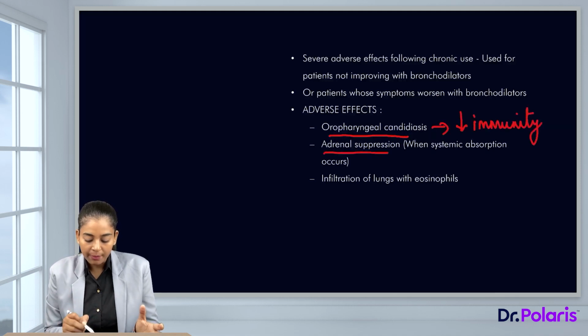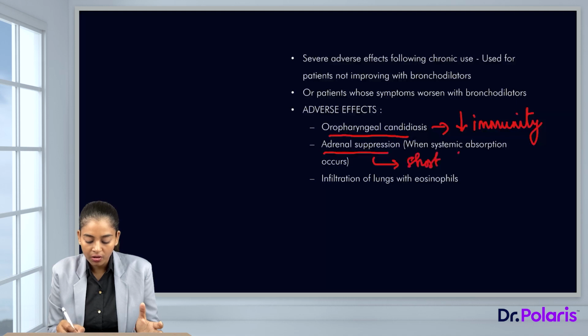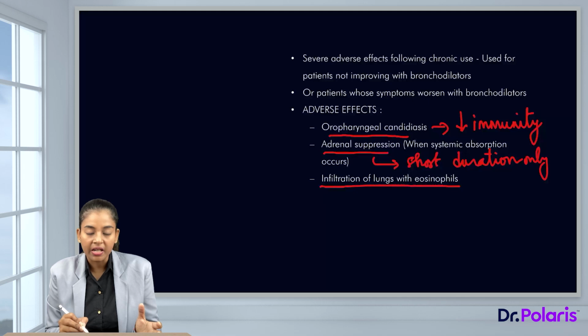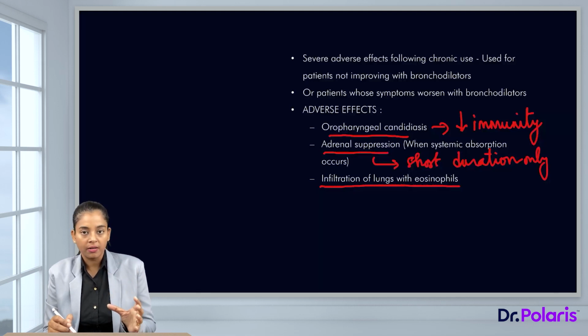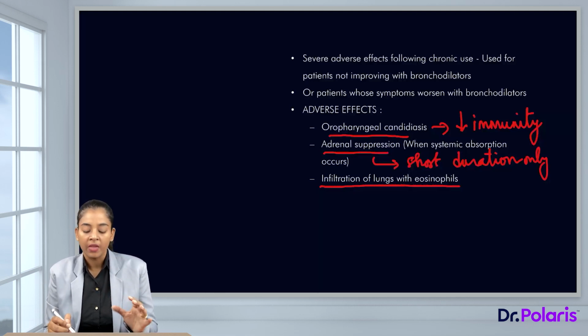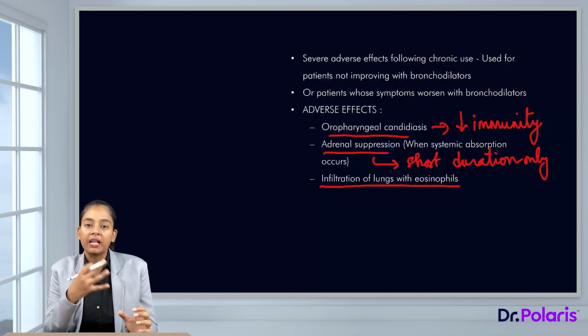It can cause adrenal suppression when there is systemic absorption. So it shouldn't be given for a long duration of time, only for a short duration. It can cause infiltration of eosinophils into the lung. So these are some of the adverse effects of corticosteroids. It has to be always combined with another bronchodilator, and given for the shortest possible time. In order to prevent oral candidiasis, you have to advise the patient to rinse the mouth after every time they use this inhalation.